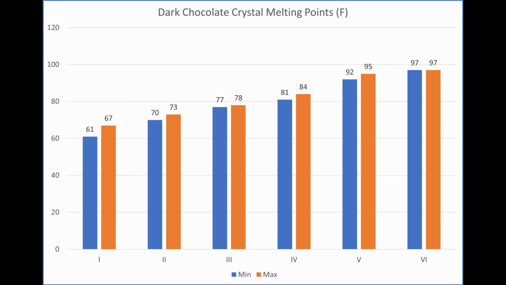How do we make this happen? As you may have guessed from my description of tempering, each crystal type melts at a different temperature. We're going to use that to our advantage. Here you can see the melting point for each type.